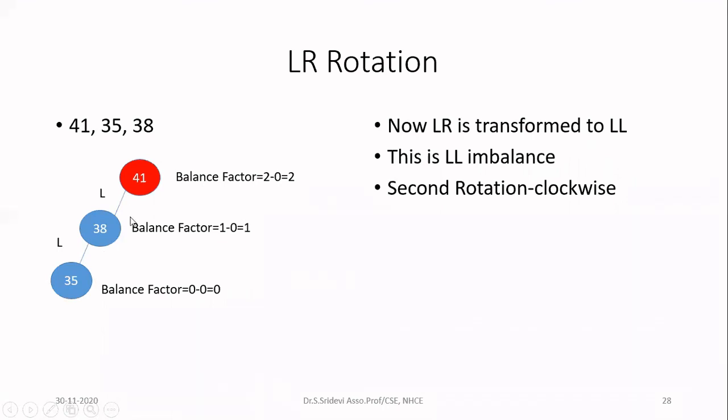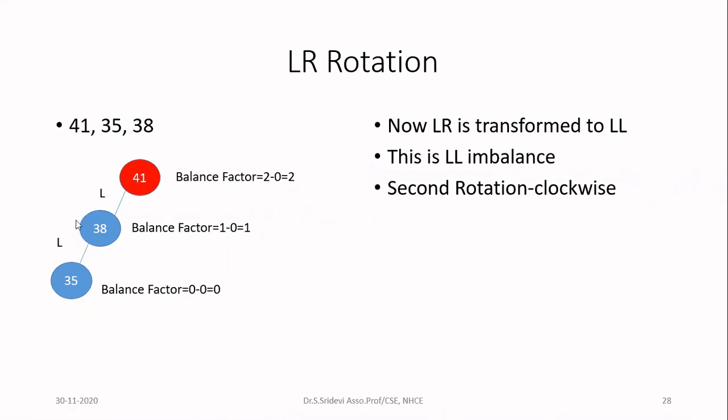So is the tree balanced? Calculate the balance factor again. For 41, the height of the left subtree is 2 and the height of the right subtree is 0. So 41 again has the balance factor as 2. It means that it is imbalanced. That means you need to still perform one more rotation. So what is our second rotation? For that, see what is the type of imbalance now? It has changed from LR to LL.